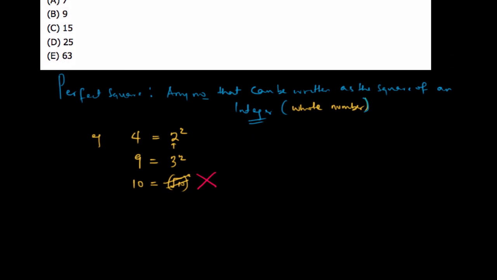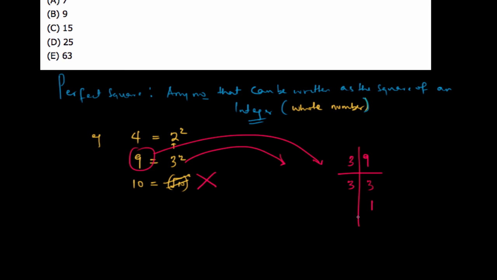Another very good way to determine if a number is a perfect square is this. Let's look at 9. A very good way to know is by going through the long-division prime factorization. You have 9, 3 goes into 9 three times, and then 3 goes into 3, giving 1. So to find the prime factors of 9, we go 3, 9, 3, 3, and then you have 1.